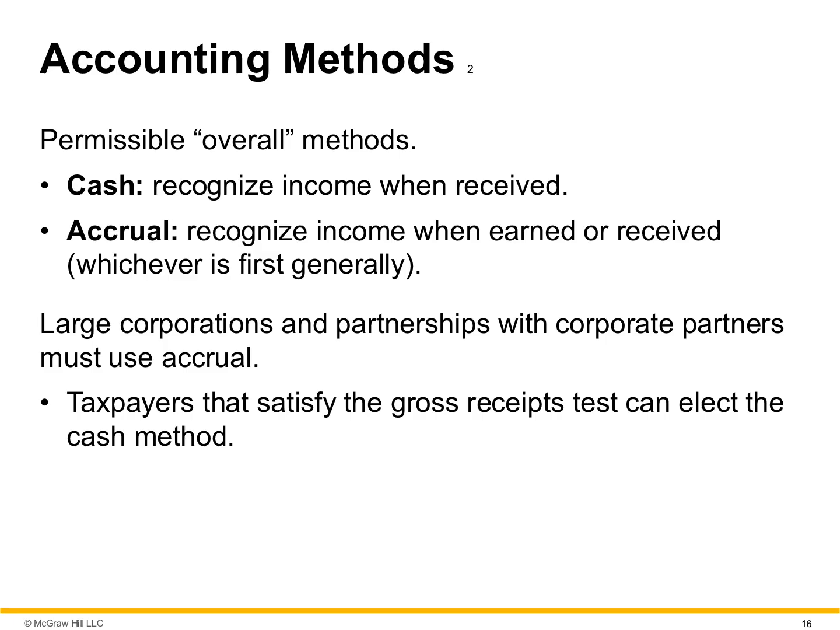So then, continuing that thought, if the taxpayer does satisfy the gross receipts test, then they can elect to use the cash method for their accounting, and they do not need to request permission from the IRS to do so.